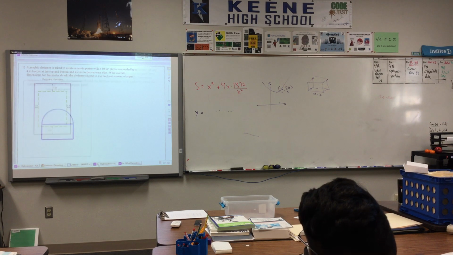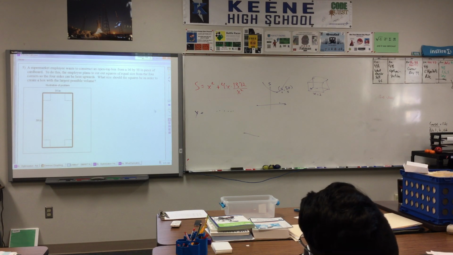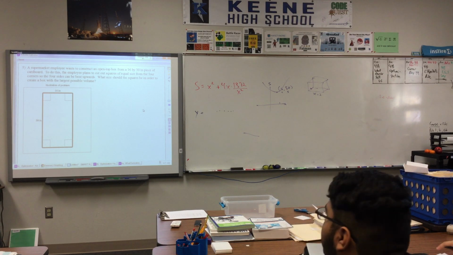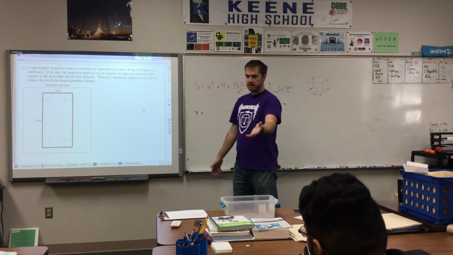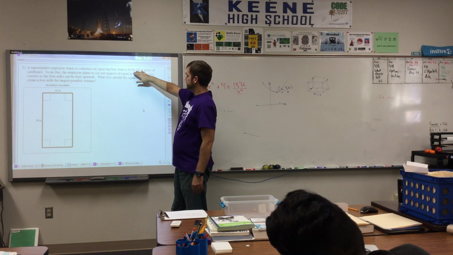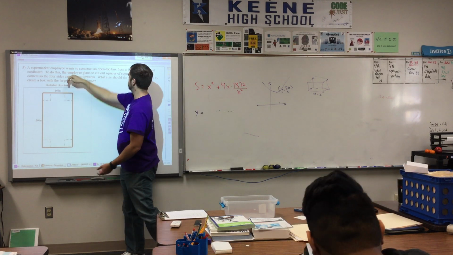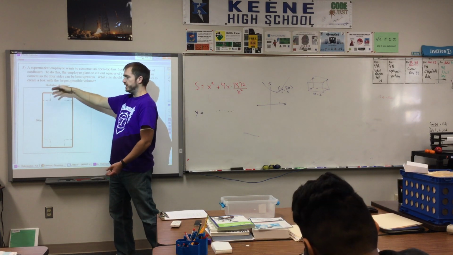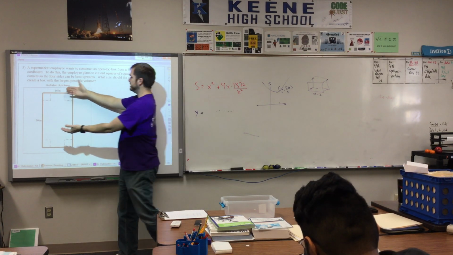I think it's on the other one. It's number 5, I think. Okay. So this says they want to construct an open top box, which is what we're talking about. Their paper is a 16 by 30 piece of cardboard. To do this, the employee plans to cut out squares of equal size, which is what you'll do, from the four corners so that they can be bent upwards.